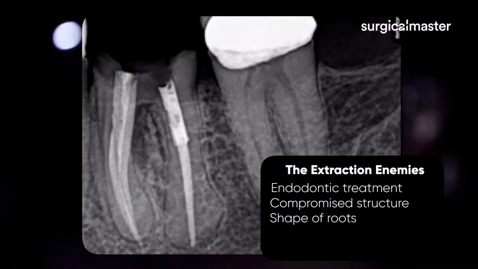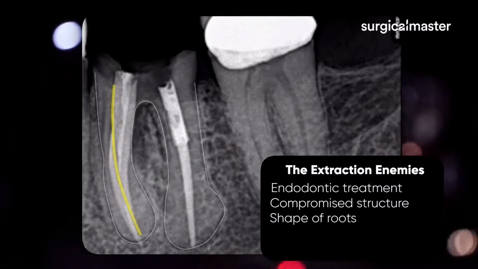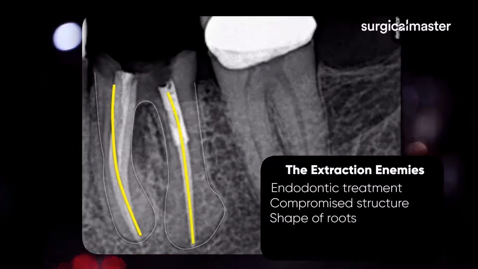So I'd like you to look at each root individually and see the curvature. You see the mesial root has a slight curvature, more straight on the distal root. And that will help you to decide on the mechanics of extractions and how to apply your levers and how to use your instruments and in which direction. So it's very, very important.